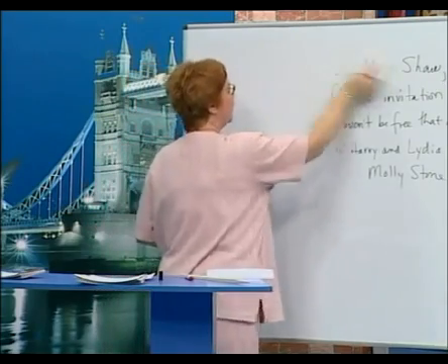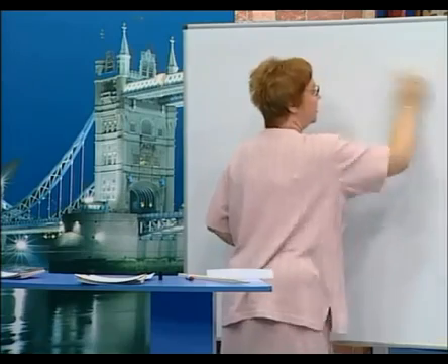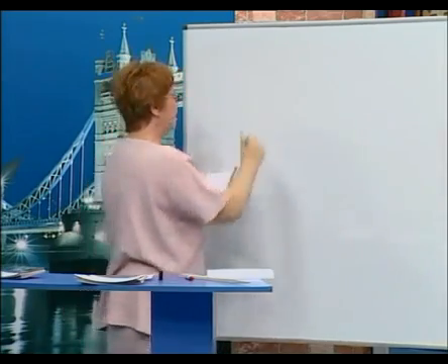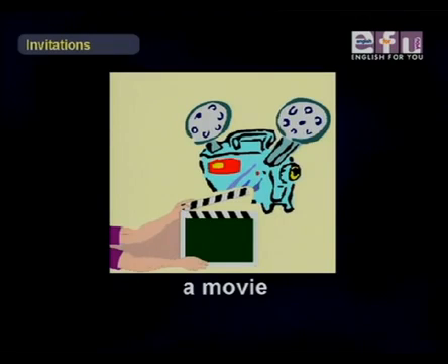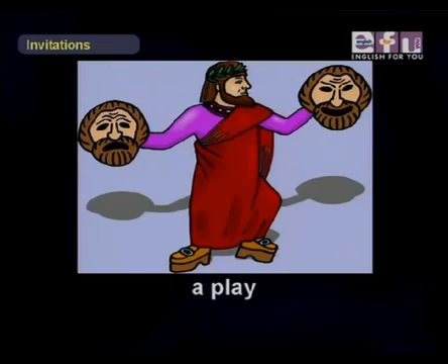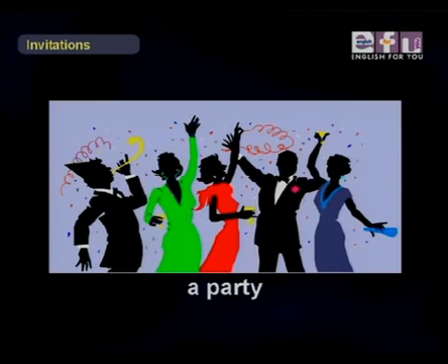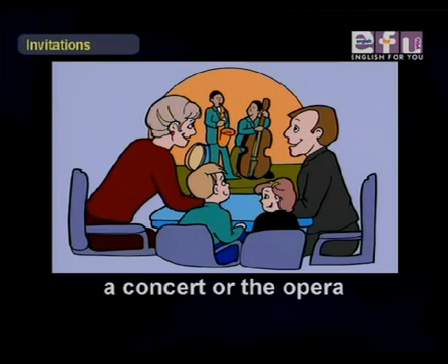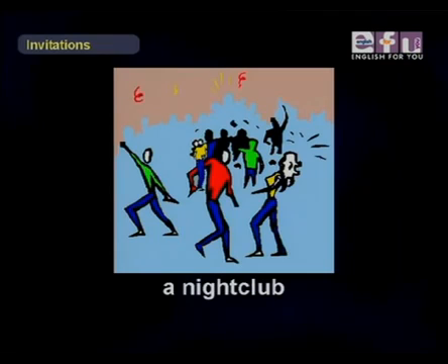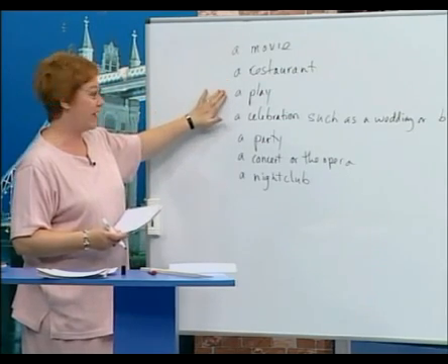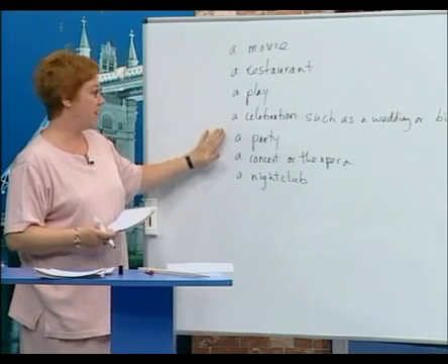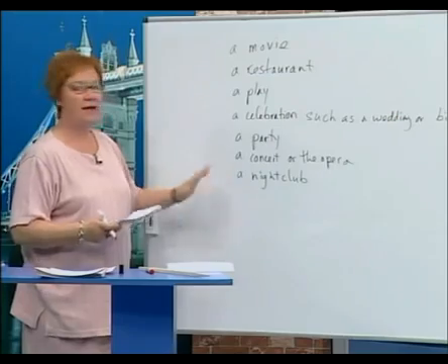Now, we're going to start with places that we invite people to. So, let me show you some of the places. For example, a movie, a restaurant, a play, a celebration, such as a wedding or birthday, a party, a concert, or the opera, and maybe a nightclub. So we can invite people to places like a movie, a restaurant, a play, a celebration such as a wedding or birthday, a party, a concert or the opera, and a nightclub.